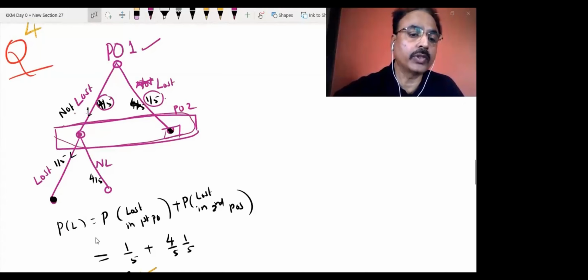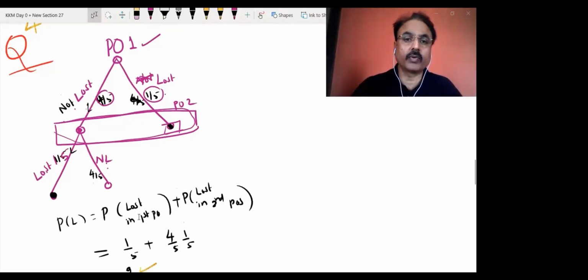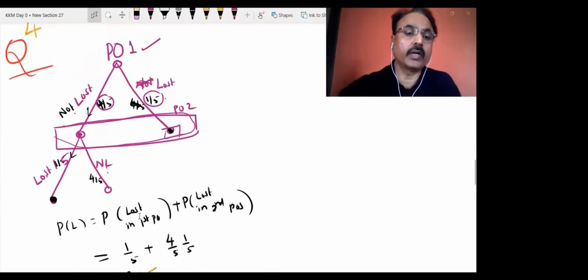And here again two possibilities. It is again lost or not lost. Lost possibility here also 1 by 5, and not lost possibility here also 4 by 5. Apart from that, the information given now is, it is lost, but which post office you don't know. So let us see what is the total probability of losing. What is the possibility of losing in the first post office? 4 by 5. Okay, that is 1 by 5, sorry. First post office, if it is lost, possibility is 1 by 5.